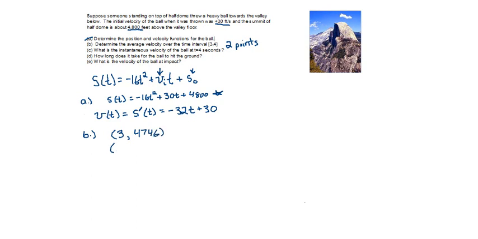We need the second point, which is going to be at time equals 4. And so I'll go back here, scroll up, time equals 4. It'll think for a while and give us 4,664.